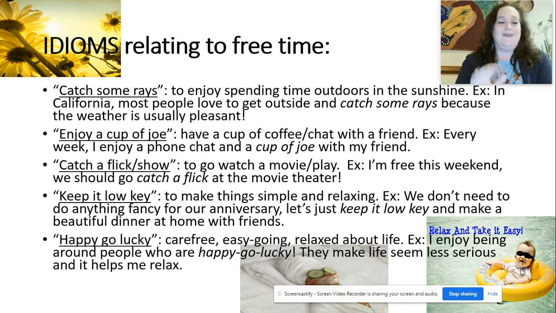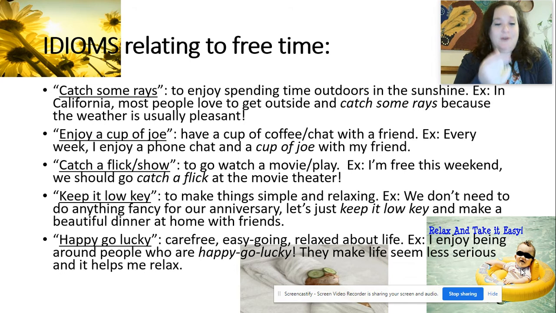Okay, now I forgot that I'm just going over some pronunciation. So let's go to the third one. Catch a flick or catch a show. Catch a flick. Have you heard this before? Okay, the next expression. Keep it low key. All right, and the final expression on this page. Happy-go-lucky.